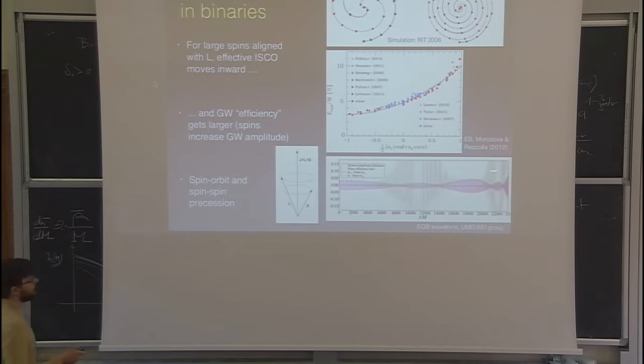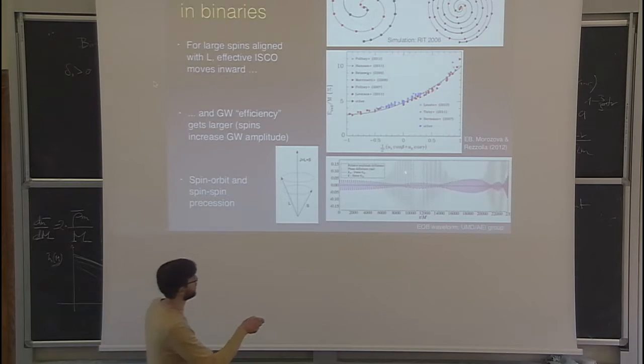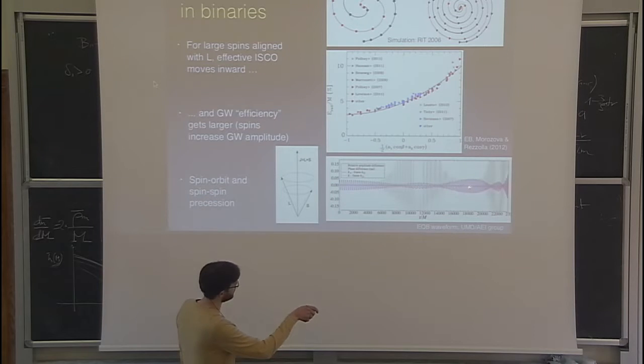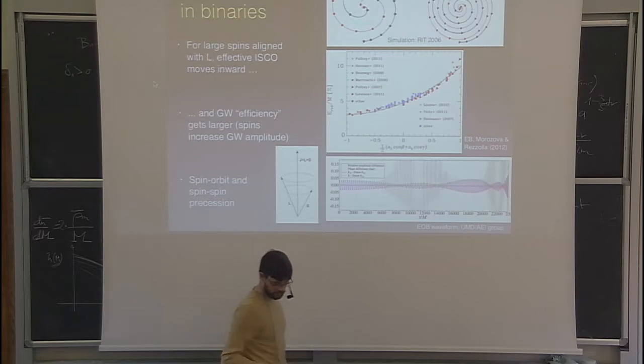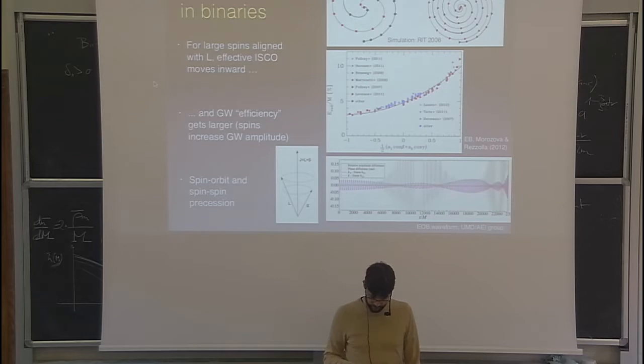Spins also cause modulations in the waveforms. Whenever you have vectors which are not aligned, you typically have modulations. So if the spin is not aligned with the orbital angular momentum, you have beatings in your gravitational wave signal. Forget about these gray lines and just look at the purple one, and you can see the amplitude of the gravitational wave signal experiences these beatings, and this is due to the precession. This is very similar to the spin-orbit precession that you have in atomic physics, in fact.